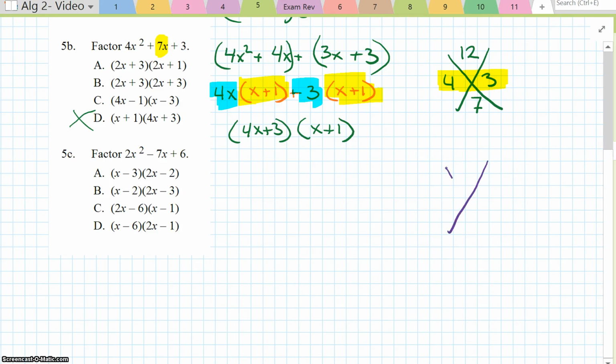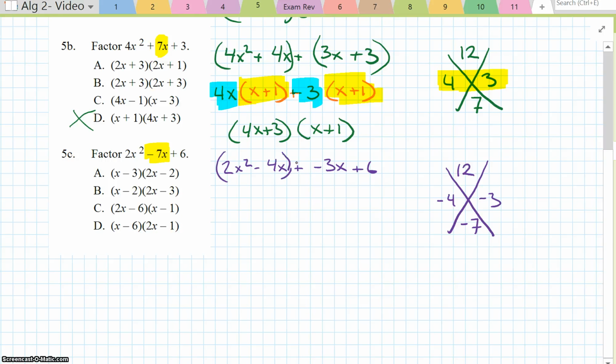Okay, going to 5c. Let's do our x factor. A times c is 12. Our b value is negative 7. So I need two numbers that are going to give me a product of 12 and a sum of negative 7. So that would be negative 4 and negative 3. So again, our a value is not 1, so we're going to replace our b value with those two terms. So I'm going to get 2x squared minus 4x plus a negative 3x plus 6.